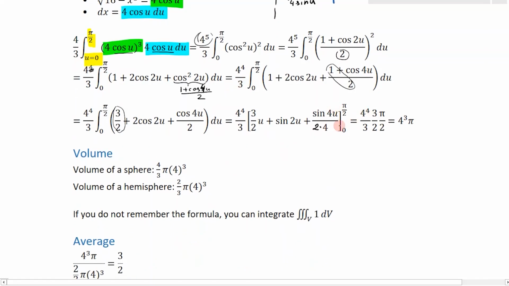Okay, so then we will have this. Plugging in pi over 2, we will get, actually, let me just plug in 0 and pi over 2 here. You see, if you plug in pi over 2, you're going to get pi. So this is 0. If you plug in 0, you again get 0. So this is gone.